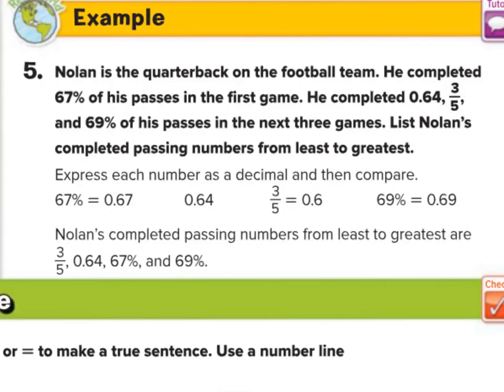And finally, example number 5, where we're converting all our rational numbers into decimals. We are taking our percentages, our fractions, and so on to compare. Nolan is the quarterback on the football team. He completed 67% of his passes in the first game. He completed 0.64, 3/5, and 69% of his passes in the next 3 games. List Nolan's completed passing numbers from least to greatest.